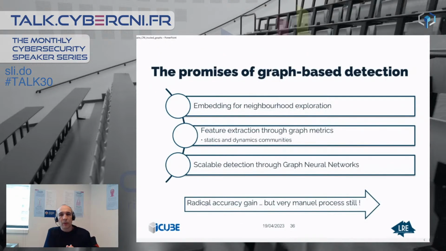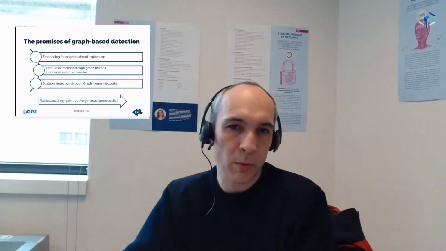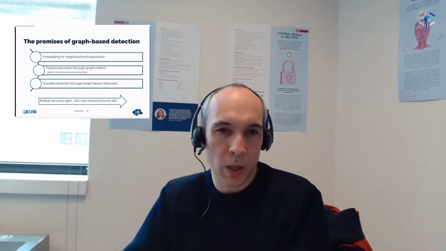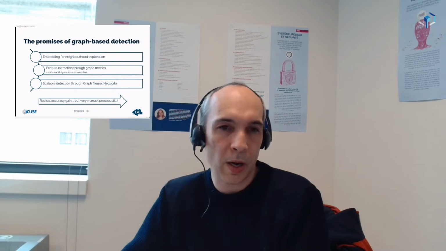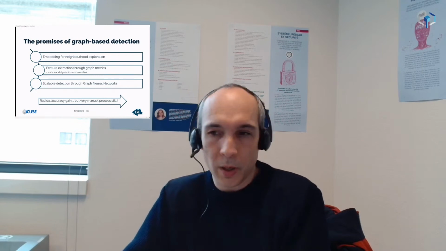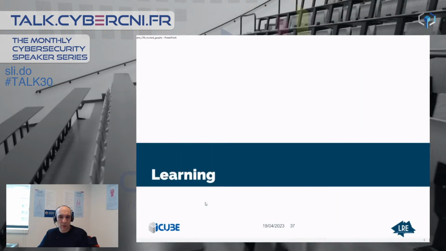So this is our second step: graph-based detection. We use embedding for neighbor exploration. We use feature extraction through graph metrics and graph-specific metrics for static communities, which already existed but which we really evaluated, and for dynamic communities. And we use the capability of graph neural networks for scaling the detection. So here, the very good news is that we have a radical accuracy gain, but the process remains very manual.